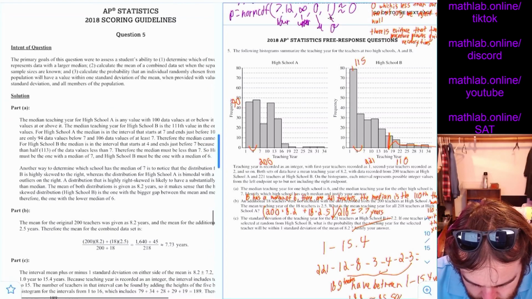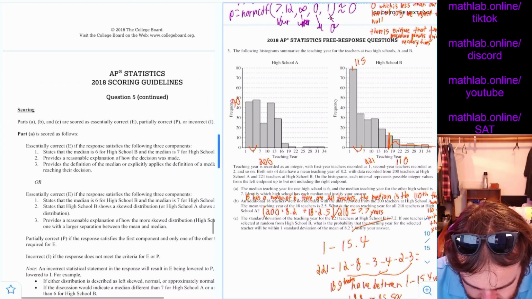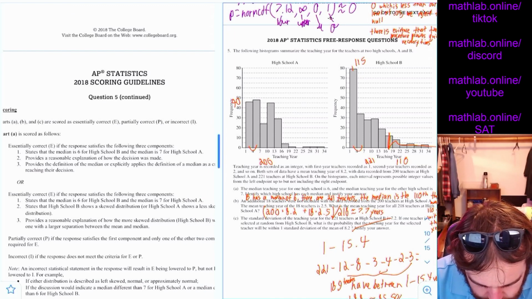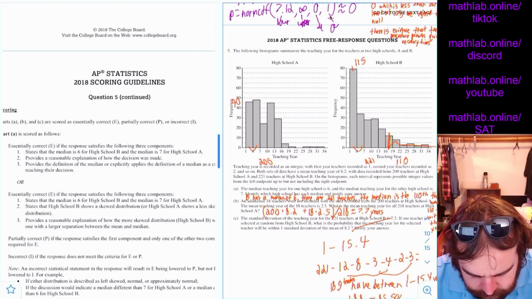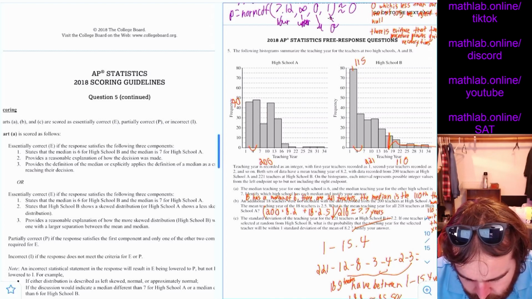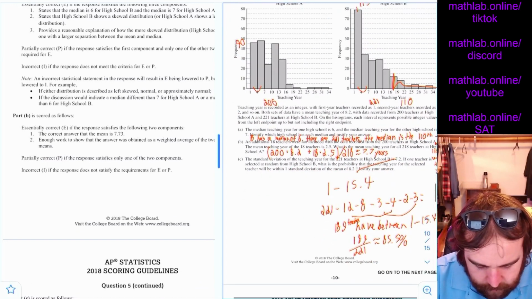Oh my gosh. States that the median is 6 for B. Yep. And the median is 7 for A. Provides a reasonable explanation how the decision was made. Provides the definition of median or explicitly applies the definition. Yeah, I did that. Or you could also talk about skew, which I was trying to think about, but then I just ended up calculating it, and that was fine.